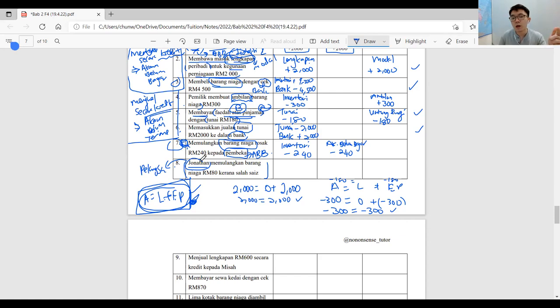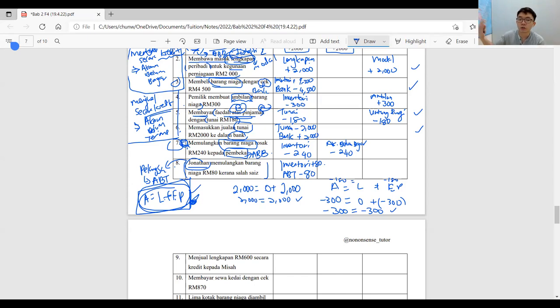Right, so this customer memulangkan barang niaga kerana salah saiz, meaning mereka memulangkan barang niaga or this inventory to us. Is it not? Therefore, our inventory akan bertambah 80 ringgit. Okay, and at the same time, this pelanggan, this Jonathan, is also our account belum terima. Right? Therefore, your ABT, ABT is under your asset. All right? We will have to minus 80 ringgit.